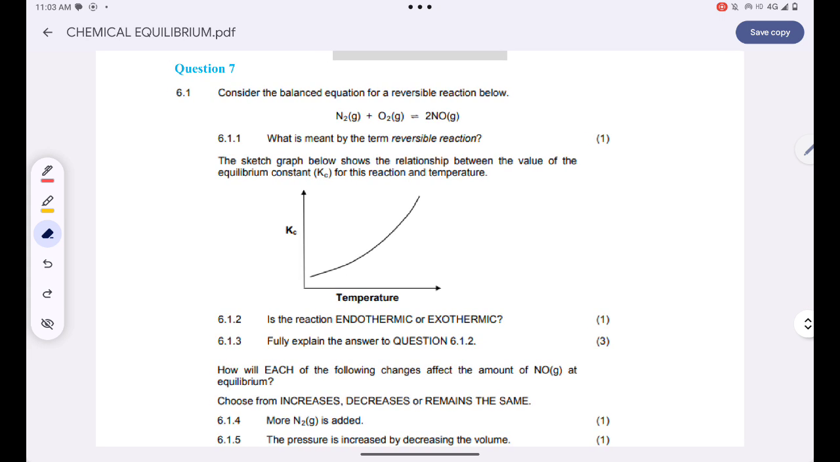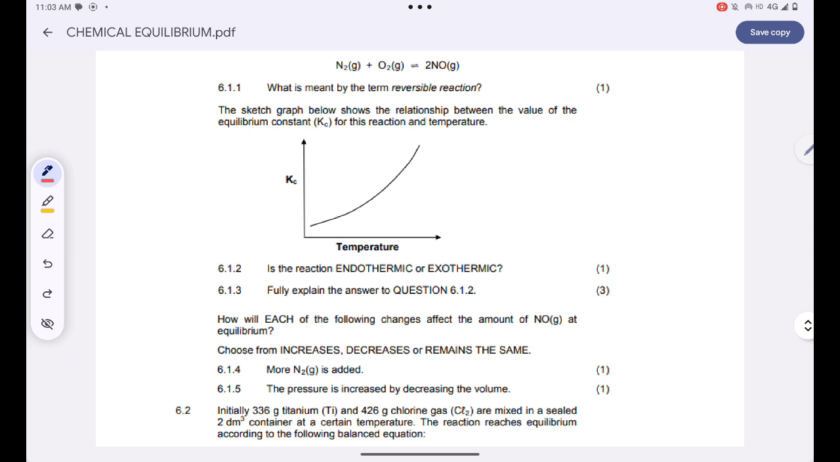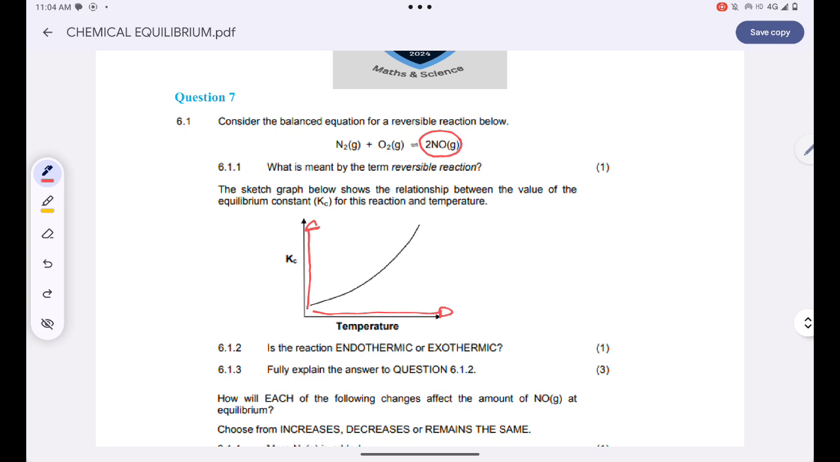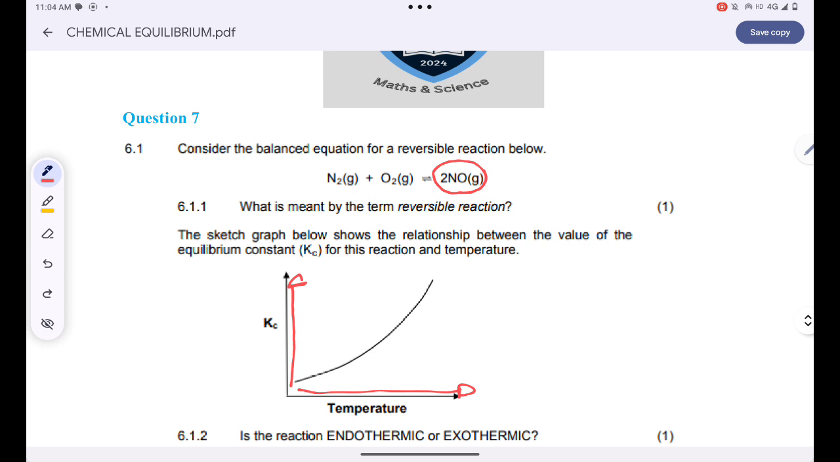Okay, the sketch graph below shows the relationship between the value of the equilibrium constant for the reaction and the temperature. I can see that as temperature increases, the equilibrium constant also increases. Are we together? So basically, as temperature increases, we are forming more products, because Kc will increase if and only if our yield increases. That will only happen if and only if the forward reaction is endothermic. An endothermic reaction is a reaction that absorbs heat for it to form products.